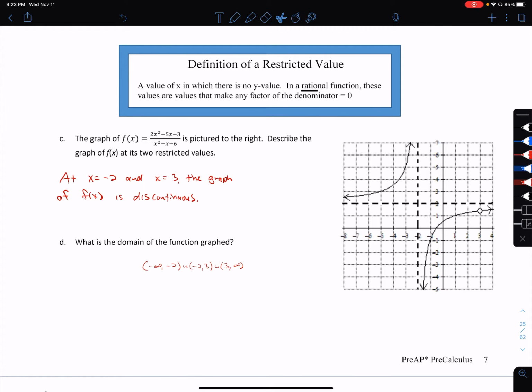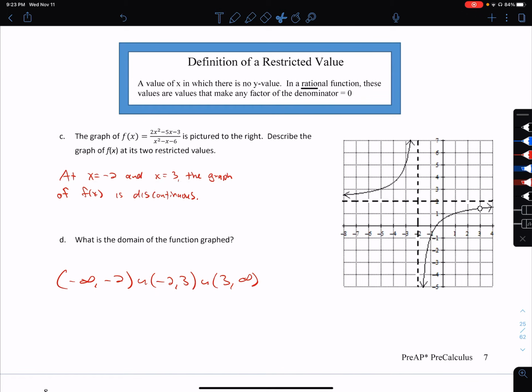What's the domain of the function? Well, the domain is going to be everything to the left of -2. That's negative infinity to -2. And then from -2 to 3, jumps over 3 and goes 3 to infinity. So that written formally is like this.